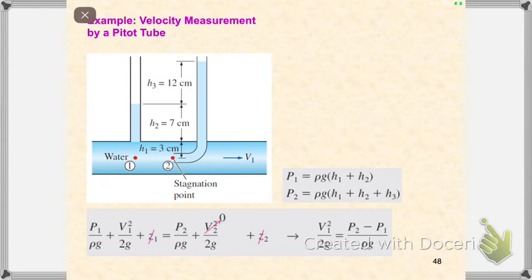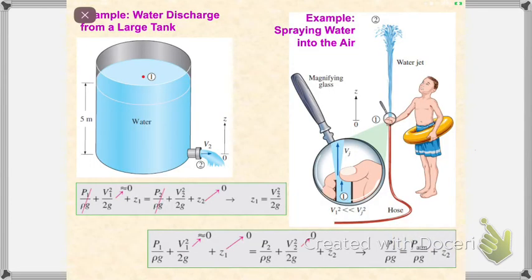But the point from this diagram is that when your fluid hits a pitot tube or stagnation tube, then your velocity at that point is equal to 0 meters per second. When your fluid hits the stagnation point, which is the pitot tube surface, it becomes 0 meters per second. This one also shows an example of how you choose your points. If you have an open tank and an outlet, we choose the open surface as our starting point, and the pipe outlet as the exit point.